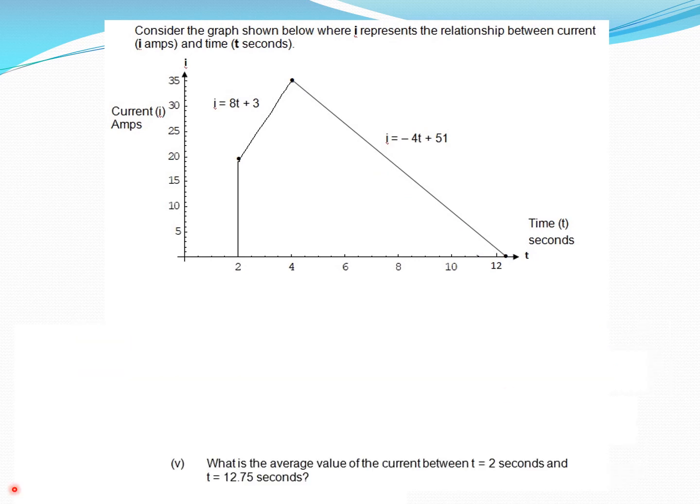And the final part of the question, what is the average current, or what's the average value of the current between t equals 2 seconds and 12.75 seconds? So the current is 0 at 12.75, but we'll check that. So those heights at different times represent the value of the current at different times. So what's the average current, or what's the average height?